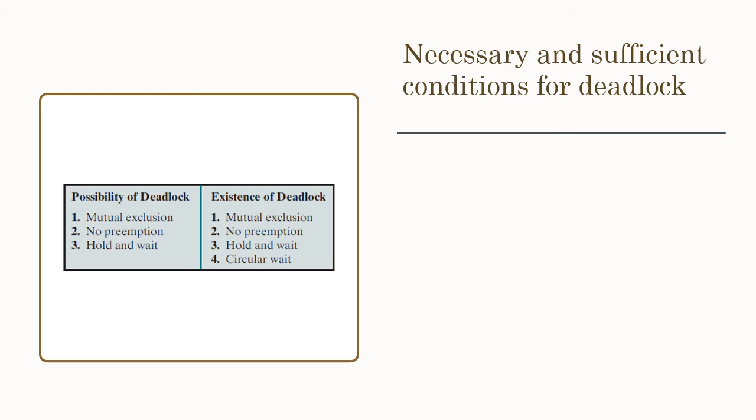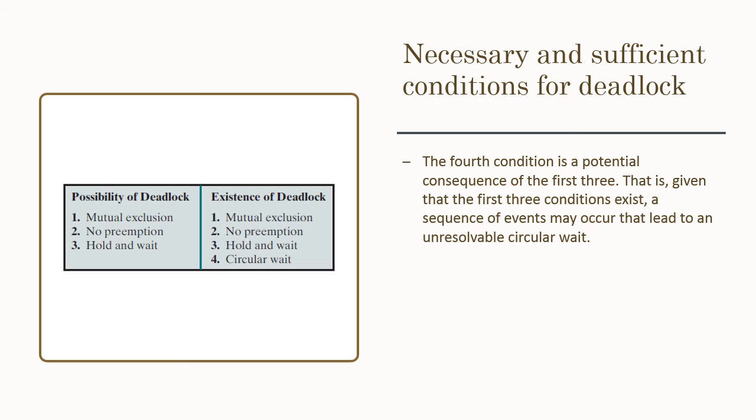Necessary and sufficient conditions for deadlock. If you look at the picture over here, if in a system we have the condition of mutual exclusion, the condition of no preemption, and the condition of hold and wait, there is a possibility of deadlock. But if in the system all 4 conditions are present, mutual exclusion, no preemption, hold and wait, and circular wait, this leads to a sure shot existence of deadlock.